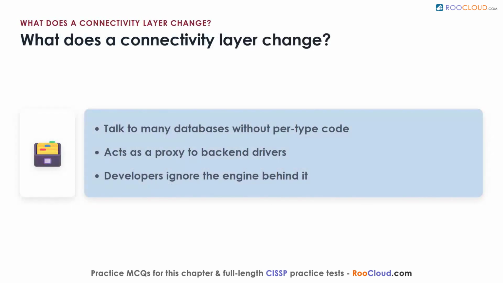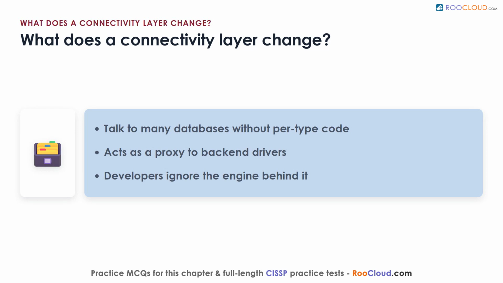What does a connectivity layer like Open Database Connectivity change? Open Database Connectivity lets applications talk to many different kinds of databases without being programmed specifically for each one. It sits as a proxy between the application and the back-end database drivers, freeing developers to build solutions without worrying about which database engine sits behind them. Think of it as a universal travel adapter, letting one plug work in outlets of every shape without rewiring the appliance.